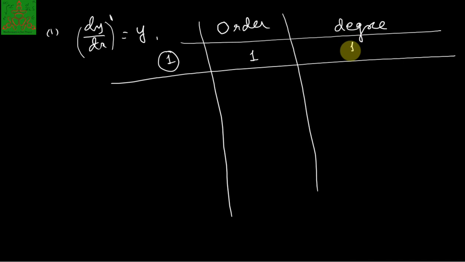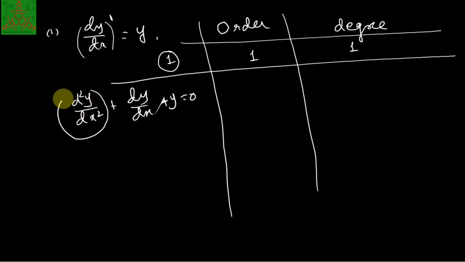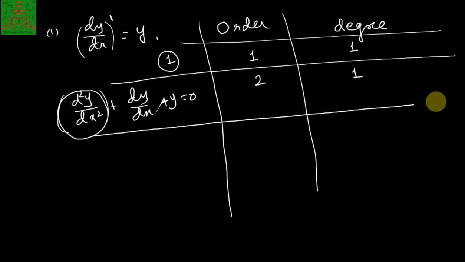So order is 1, degree is also 1. The second equation I write down is d square y by dx square plus dy by dx plus y equal to 0. So here the highest order derivative is 2, so the order is 2, and the power for that will be 1. So that's why the order is 2, degree is 1.